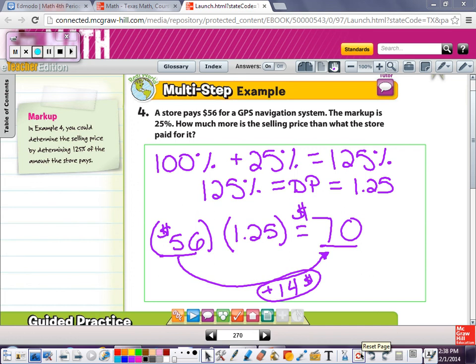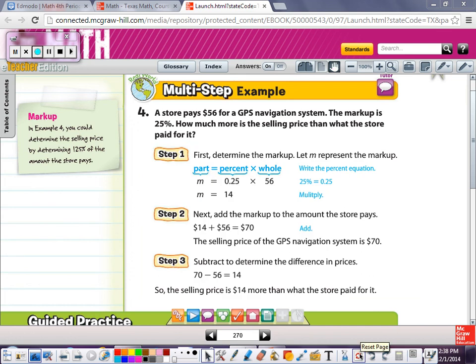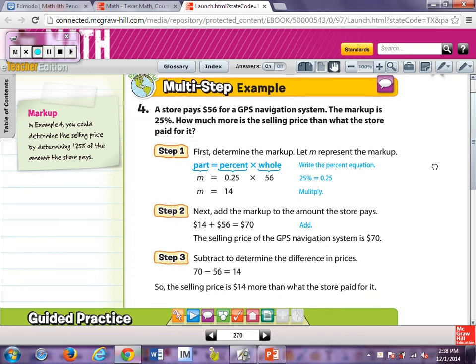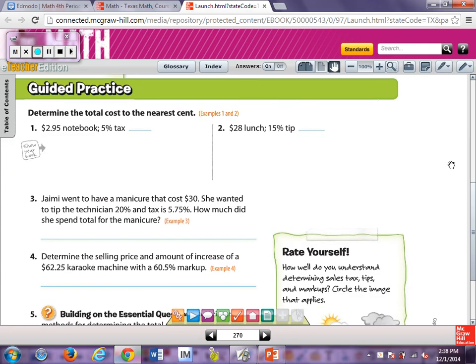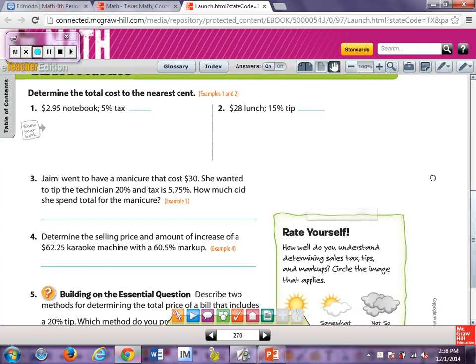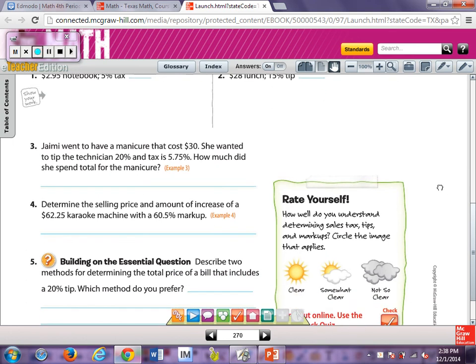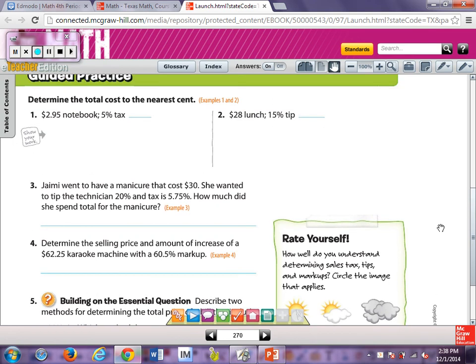So let's go ahead, after explaining this, let's go ahead and look at our next guided practice problems. And on your own, you need to work on numbers 1, 2, 3, and 4. Those will be discussed in class. If you have any questions, please come in the morning so we can verify your work. Thank you and good luck, guys.